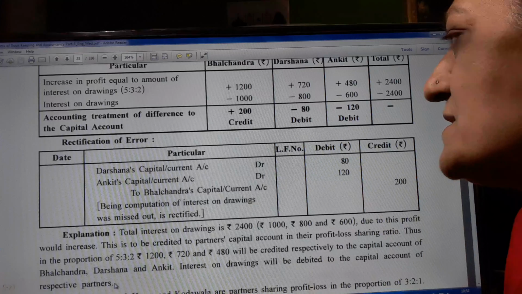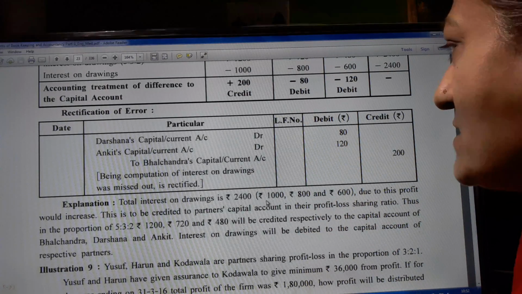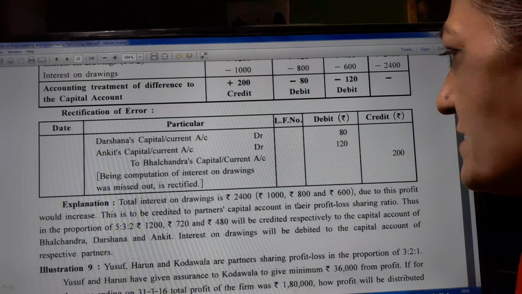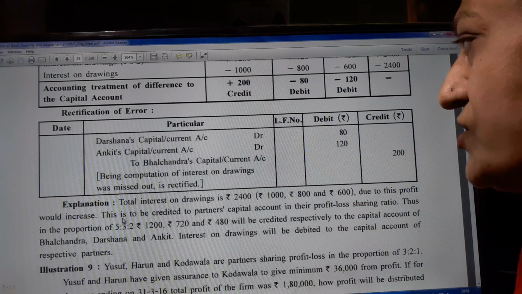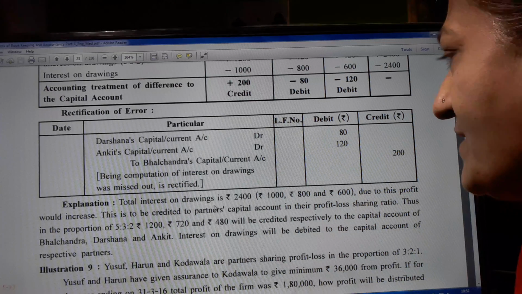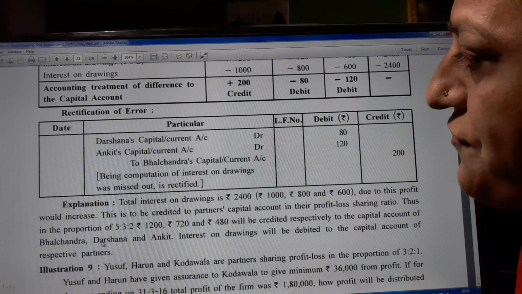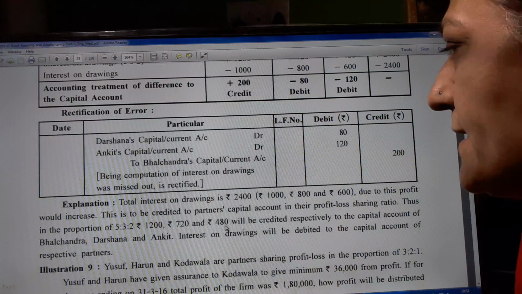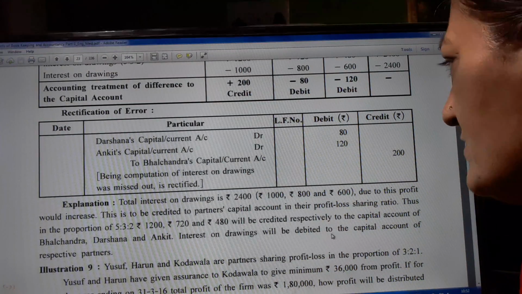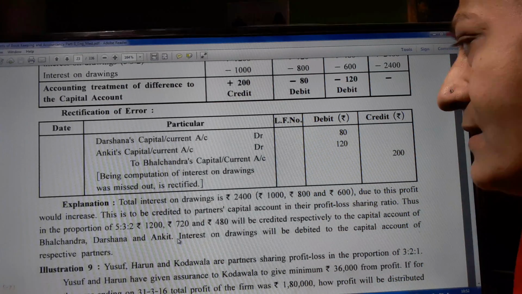Here the explanation is given that total interest on drawing is 2400, because in our sum it is given 1800 and 600. Due to this, profit would increase, so this is to be credited to the partners' capital accounts in their profit and loss sharing ratio. Thus in the proportion 5:3:2, 1200, 720 and 480 will be credited respectively to the capital accounts of Bhalchandra, Darshana and Ankit.